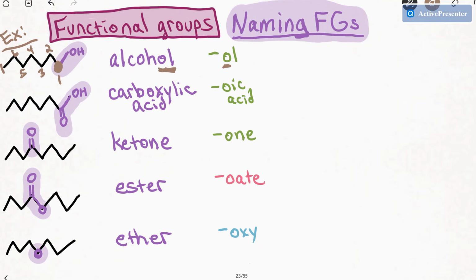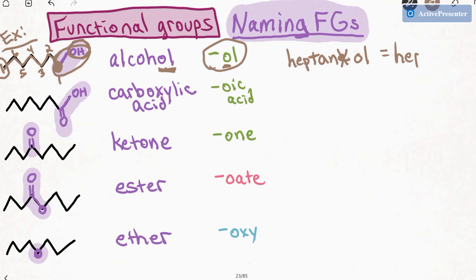So we know that this is going to be an ane because it's all single bonds, right? So we know it's going to be an alkane, and it has 7 carbons in it. So the prefix meaning 7 is hept. So we know this is going to be a heptane. But at the beginning of it, we have this alcohol functional group, this OH group, coming off of the first carbon. So we're going to drop that E from the heptane, and we're going to add the OL, the suffix that we have. So it's going to end up heptanol. All right, now let's do the carboxylic acid, the second one down here.